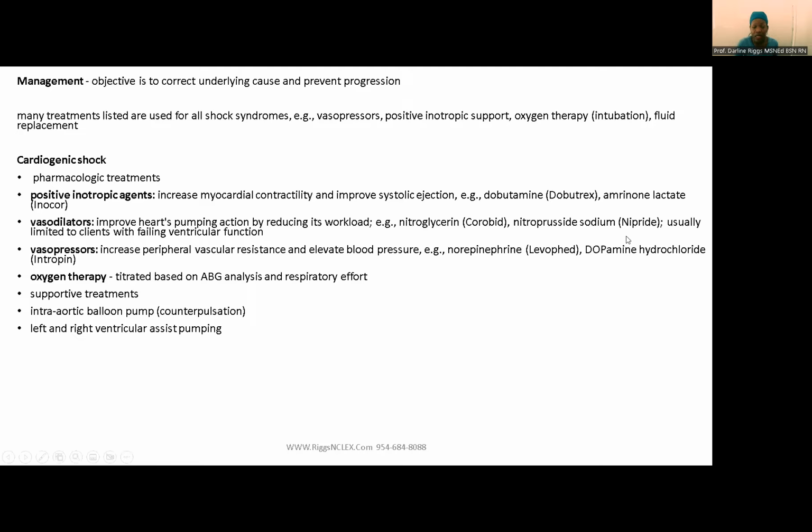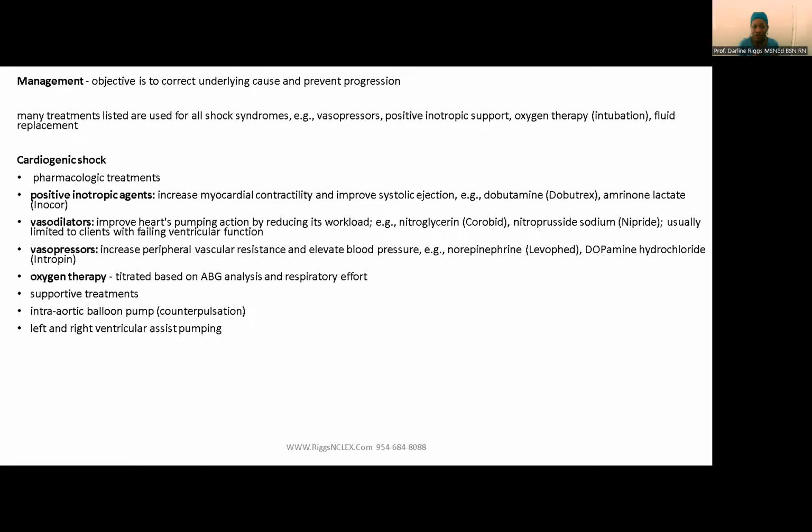We need pharmacological treatment. We need those positive inotropic agents. That's going to cause an increased myocardial contractility to get the heart to contract. So the dobutamine, we've talked about already. So you see, this is coming full circle. I love it. Full circle. It's like internally pumping the heart.